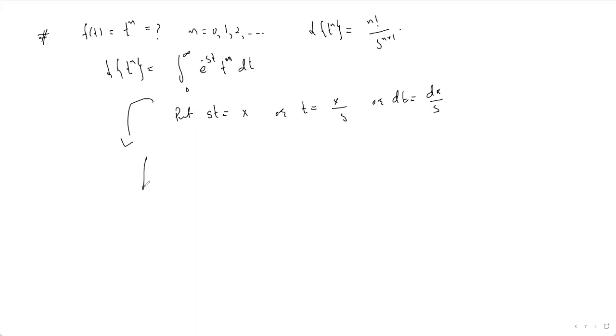Then what will this integral become, making this substitution? It will be integral 0 to infinity e raised to power minus st, that is e raised to power minus x. Then t, what is t? t is x by s raised to power n into dt. dt is dx by s, right? Now s is constant, so I will take s outside. Here there is n, here there is 1, so it will be 1 divided by s raised to power n plus 1, integral 0 to infinity e raised to power minus x into x raised to power n into dx, right?